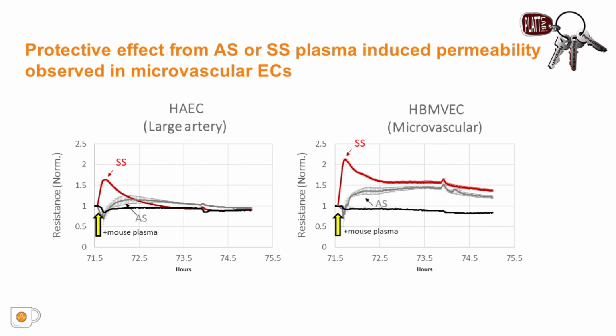So showing that the SS was actually inducing the endothelial cells to kind of tighten their junctions compared to what we found with their littermate controls. And we also do see a slight difference between the large artery and the microvascular endothelial cells.